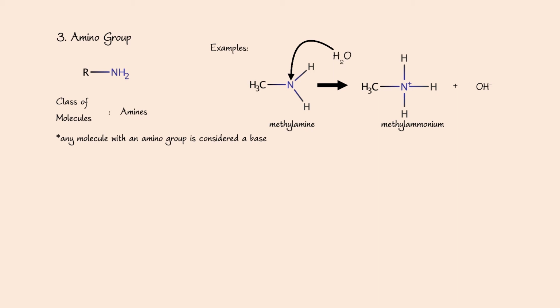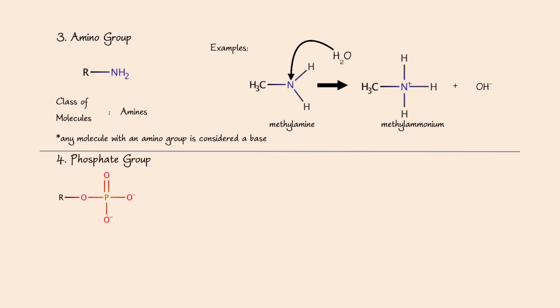The last functional group that we are interested in is the phosphate group. The structure consists of a phosphorus that forms a double bond with oxygen, single bonds with two negatively charged oxygen atoms, and a single bond with oxygen. The oxygen on the left can be connected to a hydrocarbon denoted by R. The class of molecules that contain phosphate groups is called organic phosphates.